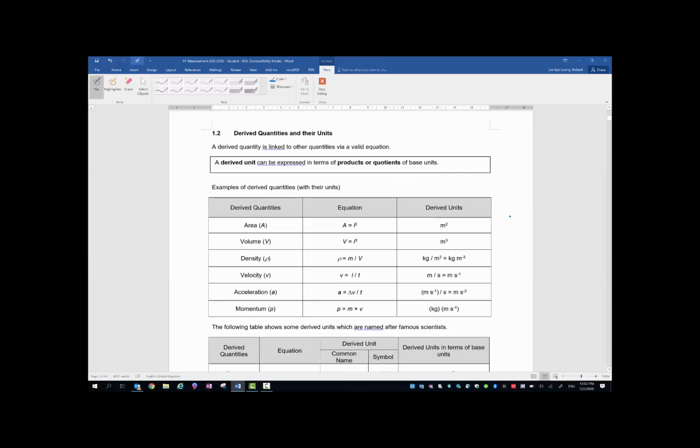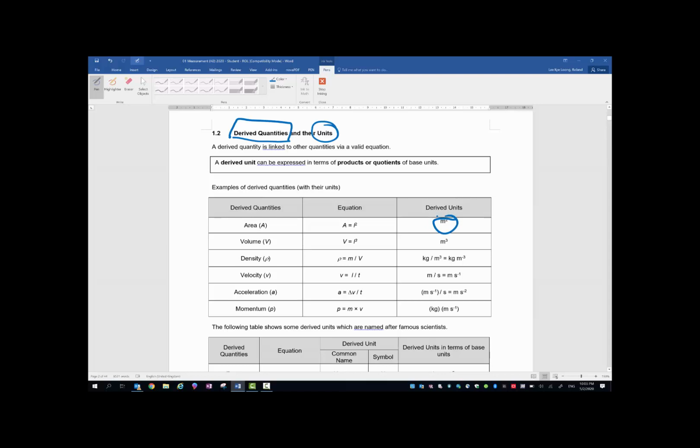So the next thing that's important is derived unit, okay, and quantities, or rather derived quantity and unit. Now, a derived unit can be expressed in terms of products or quotient of a base unit. Okay, for example, what is the unit of area? We know that it is square meters. Please don't say meter square. Okay, it is square meter.